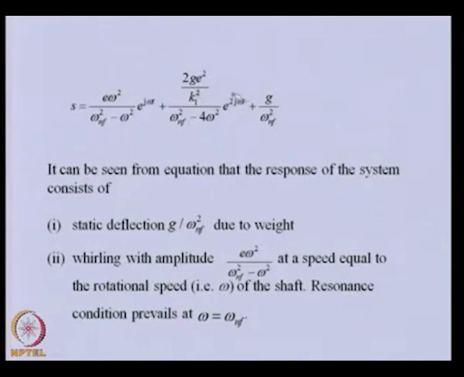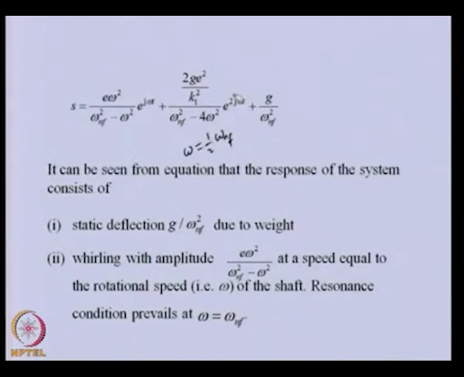So, the whirl frequency is twice the spin speed, and if we see the denominator here, we can see that there will be resonance when the speed is half the natural frequency. When omega is equal to half the omega nf, then the resonance will take place. So, the resonance is taking place when the speed is half the undamped natural frequency, which is quite different as compared to this particular case. In this particular case, when the speed is equal to the natural frequency, then we have resonance, but here when the speed is half the natural frequency, then the resonance is taking place. But the frequency of whirl is twice the speed of the shaft.